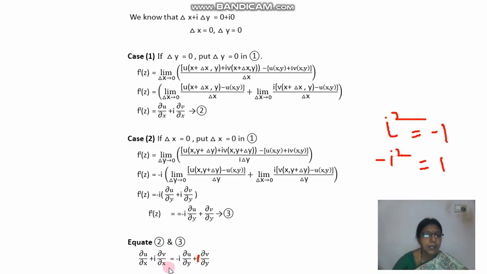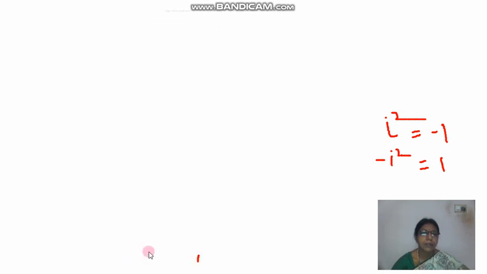Both have i, means complex numbers here. So equate real parts, equate imaginary parts. We get two equations that are, when comparing the real parts, dou u by dou x is equal to dou v by dou y, and dou u by dou y is minus dou v by dou x.